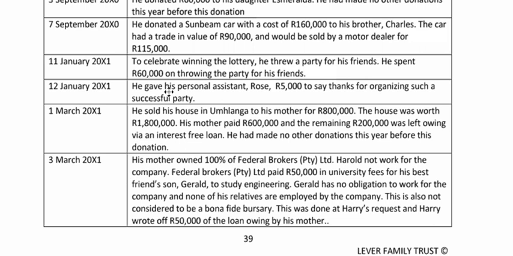Carrying on. To celebrate winning the lottery through a party for his friends, he spent 60,000 throwing a party for his friends. Now, you've got to look to the definition of a donation. It says it's a gratuitous disposal of property. Having a party is not like giving a donation. Giving a donation is gratuitously disposing of property to one of your friends. Having your friends over for a party is not a gratuitous disposal of property. Therefore, what's going to happen?